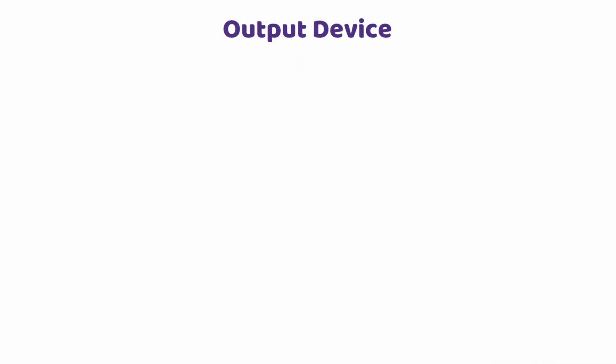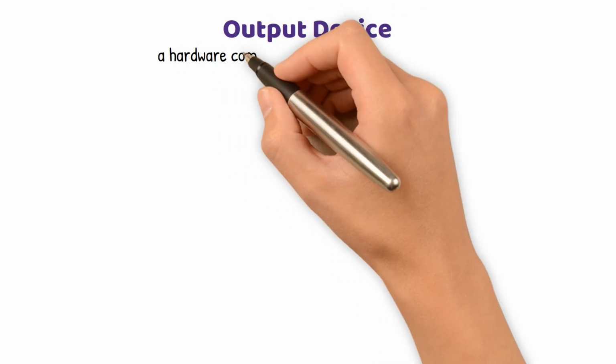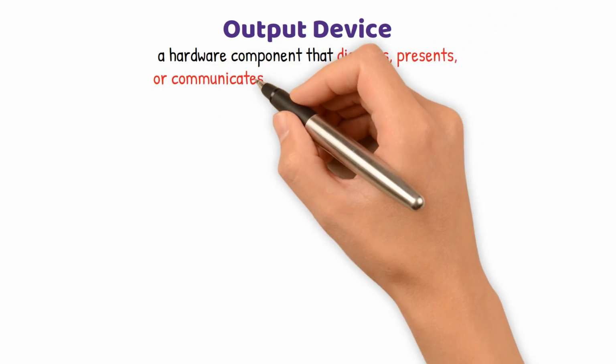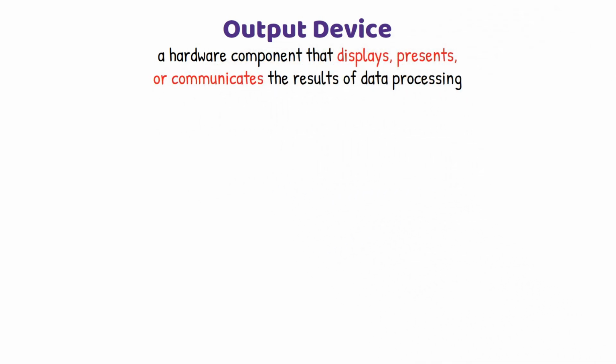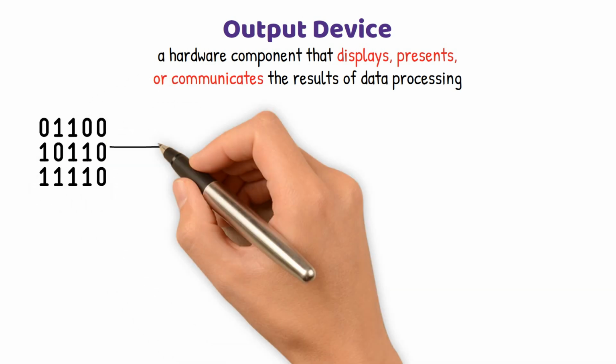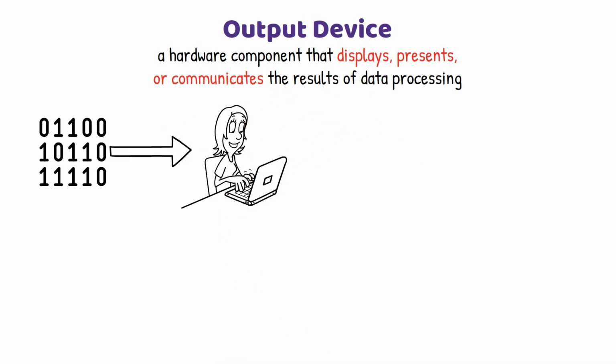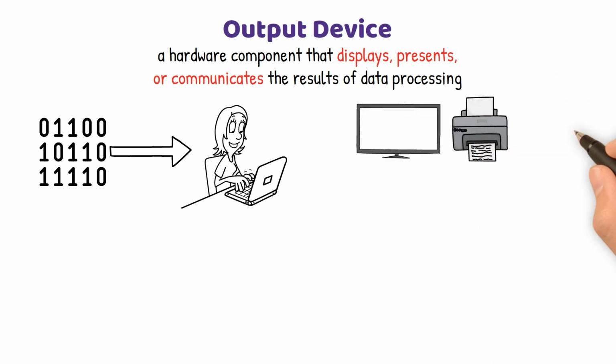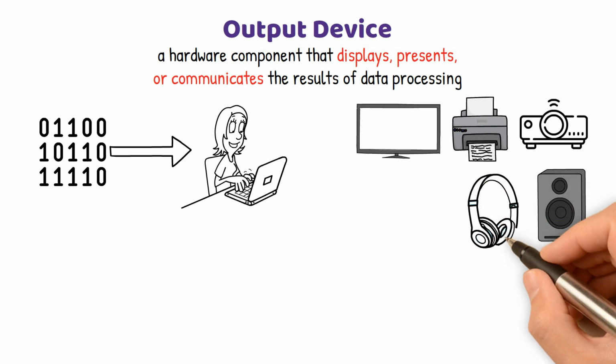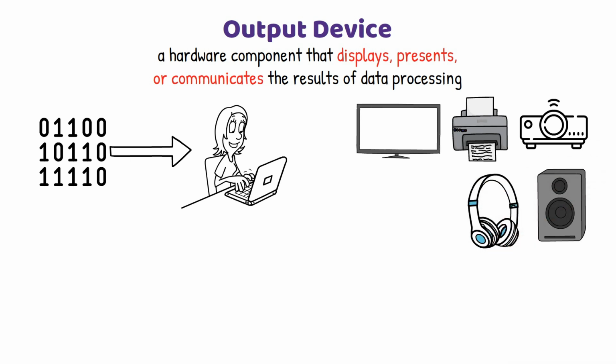Output device. An output device is a hardware component that displays, presents, or communicates the results of data processing or computing to the user or other devices. It converts electronic signals generated by the computer into human-readable or machine-readable forms. Examples of output devices include monitors, printers, projectors, speakers, headphones, and data projectors. Each type of output device has its unique features and characteristics.